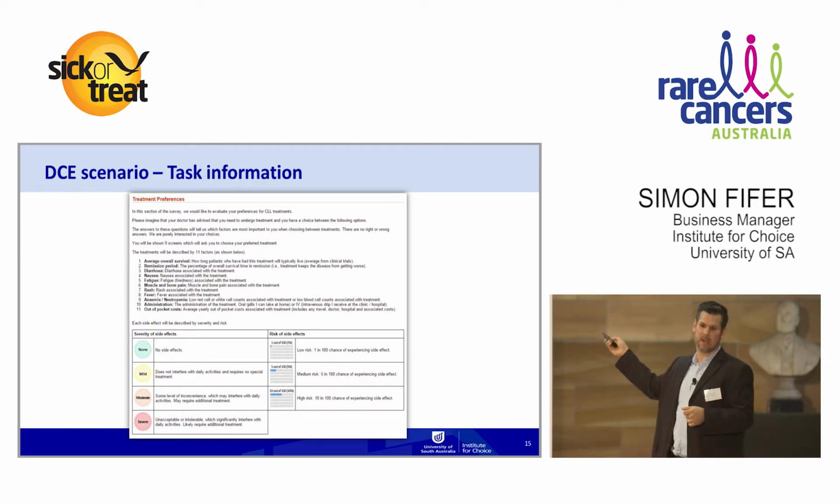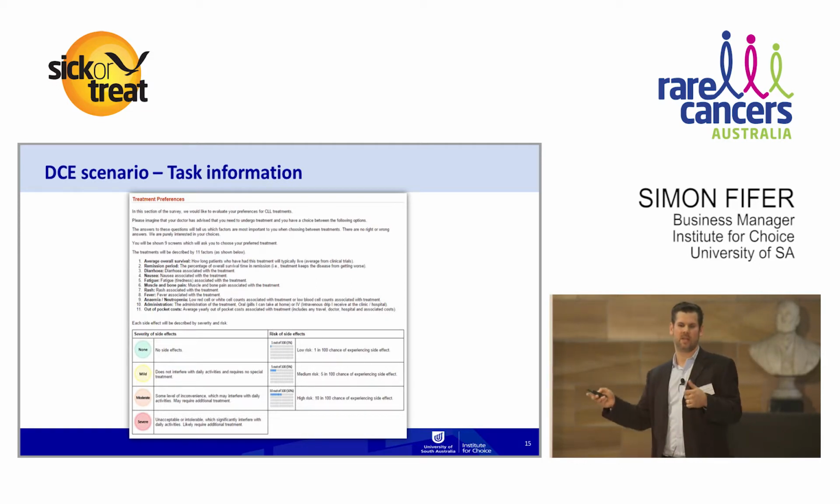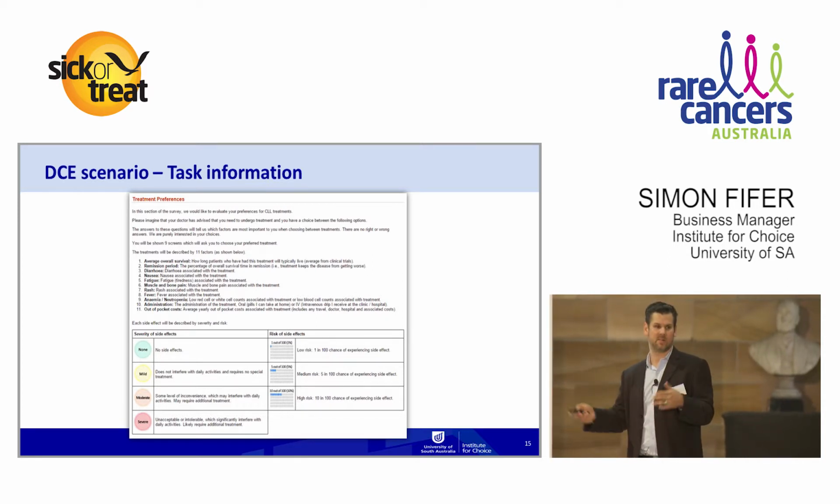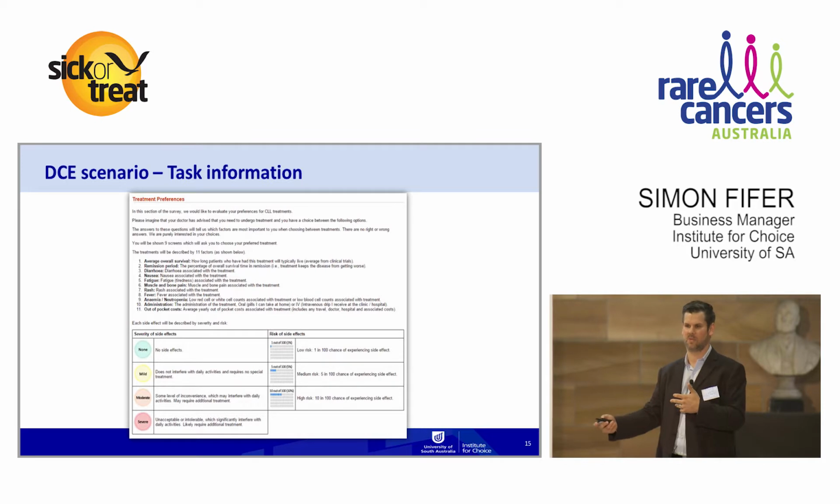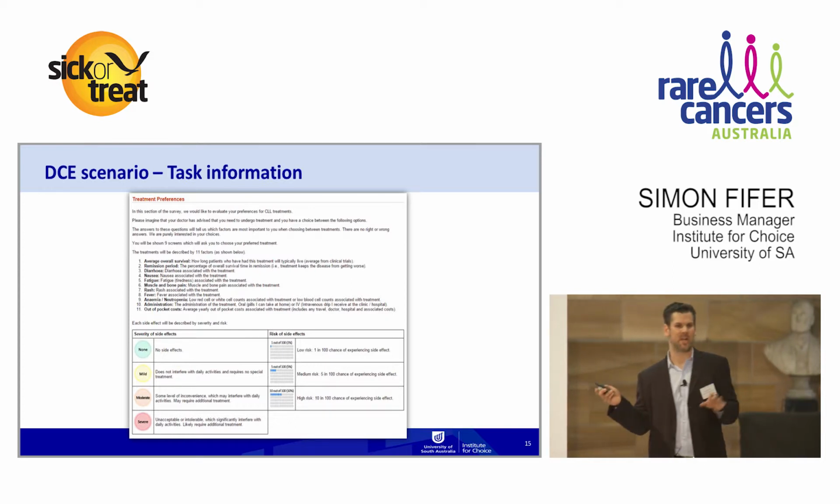And then we have risk. It's important to have risk, and how patients decode risk is important because obviously not all the side effects are working at the same risk. So you need to provide that information as well. It's not certain that you will experience all the side effects that you would get for the treatments. This is the actual scenario itself.